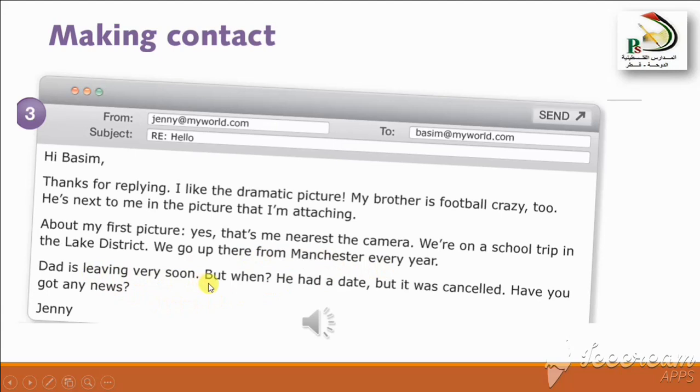Dad is leaving very soon, but when he had a date, it was cancelled. So the first date of departure, or the first date of leaving, was cancelled. Now she's asking him if he has got any news.